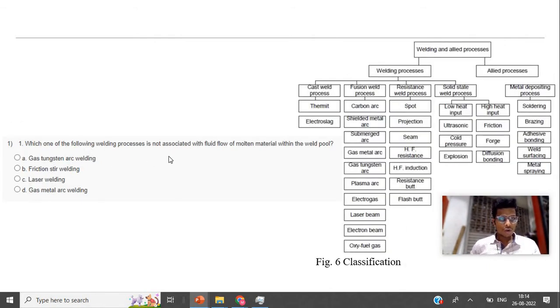Which one of the welding processes is not associated with fluid flow of material within the weld pool? So the question is, fluid flow of molten metal is not involved. Obviously it should not be a fusion welding process. In fusion welding, there are processes like shielded metal arc, as I explained now, gas metal arc, and gas tungsten arc. Because of the arc generation, the temperature will be more than the melting point.